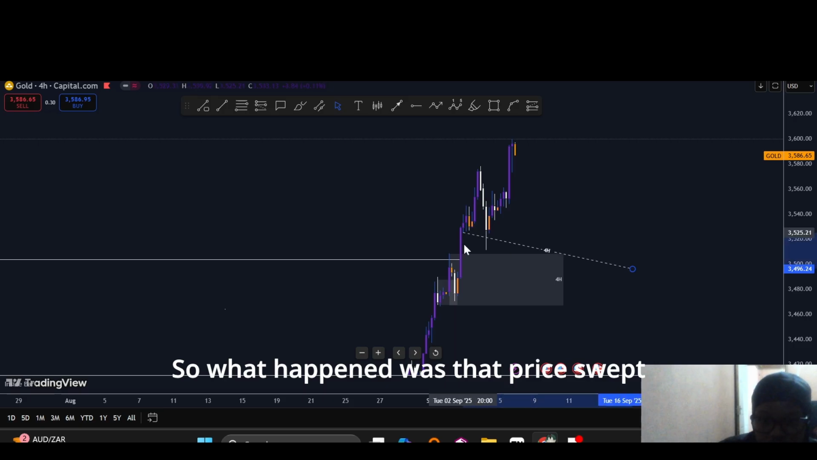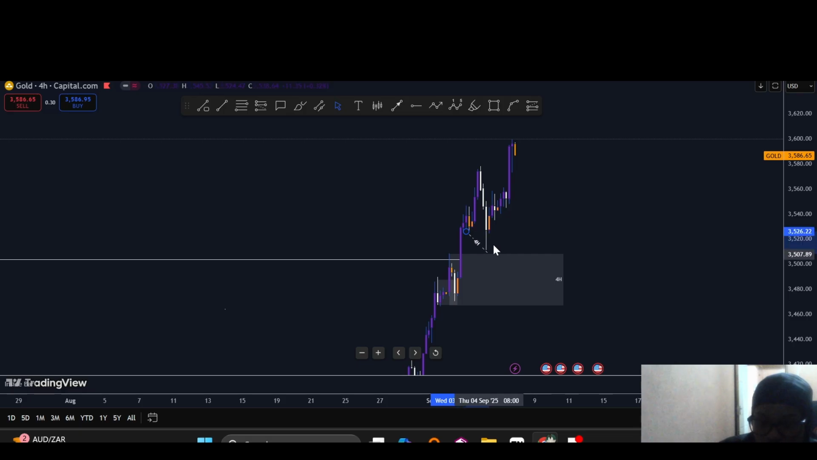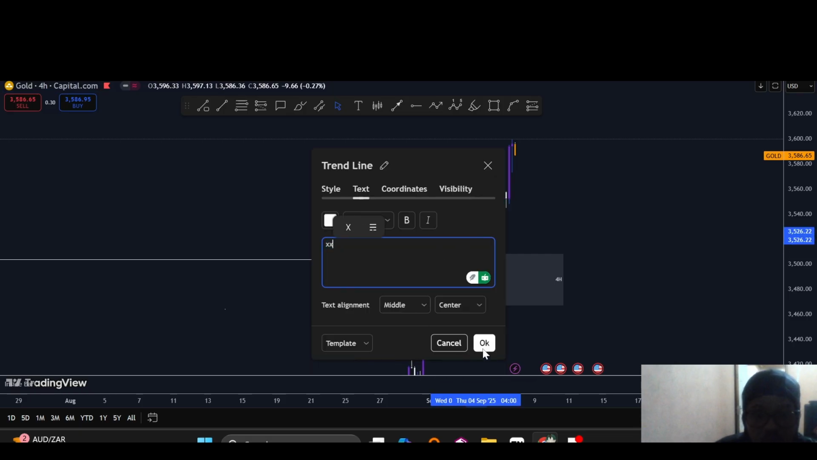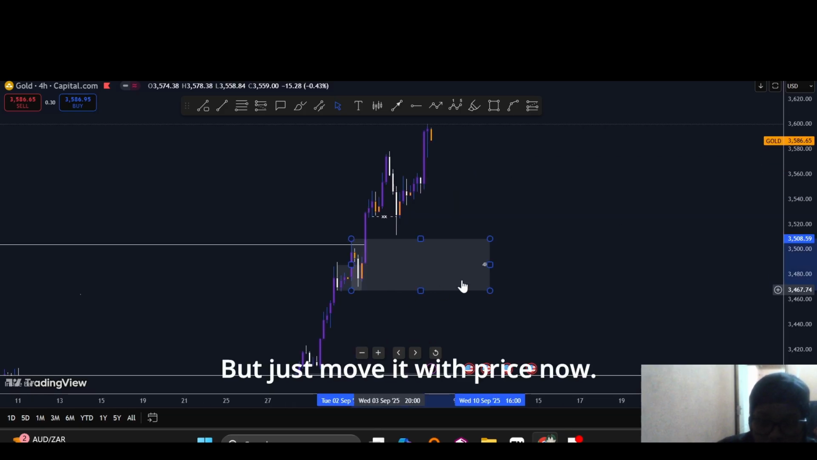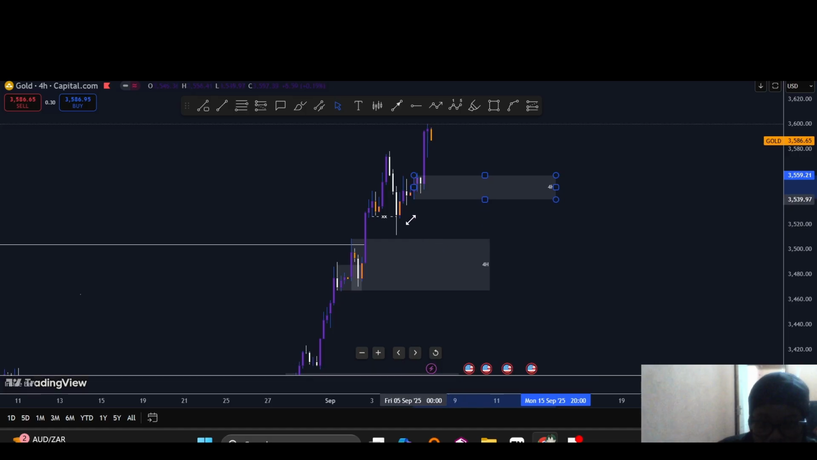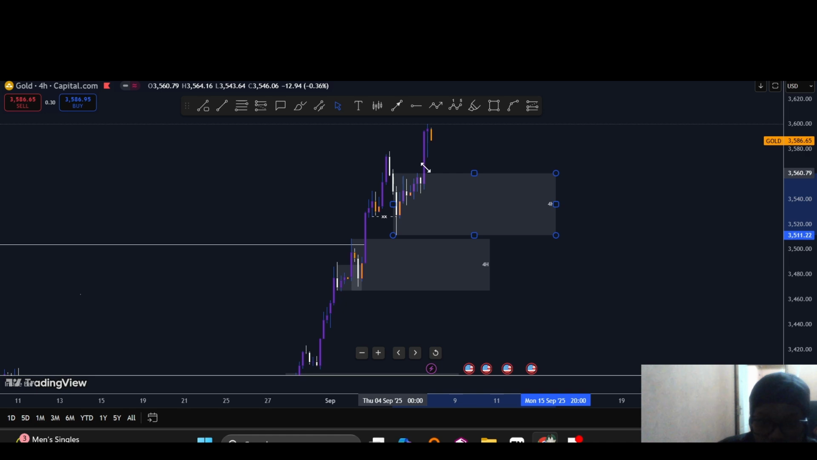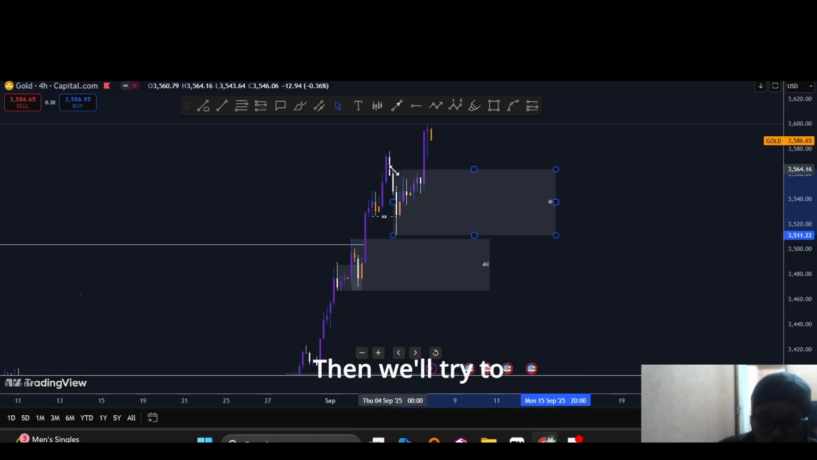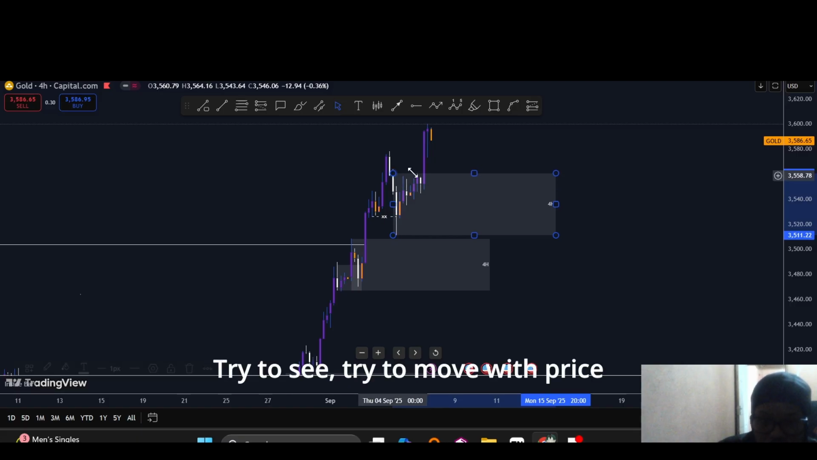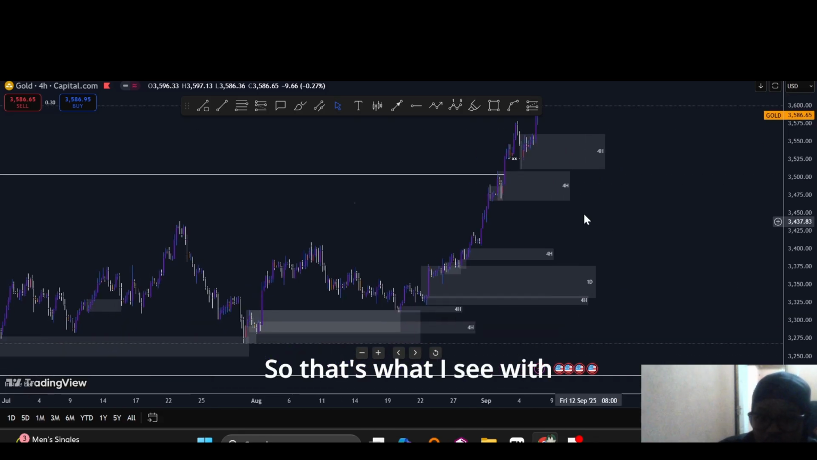What happened was that price swept liquidity below these lows. So it took all the money that was there. Cool. But just moving with price now, we're kind of hoping that price may likely come back there. And by coming there, if price ever comes here, then we'll try to capitalize on those buys again, trying to move with price until price says I don't want to buy anymore. So that's what I see with gold.